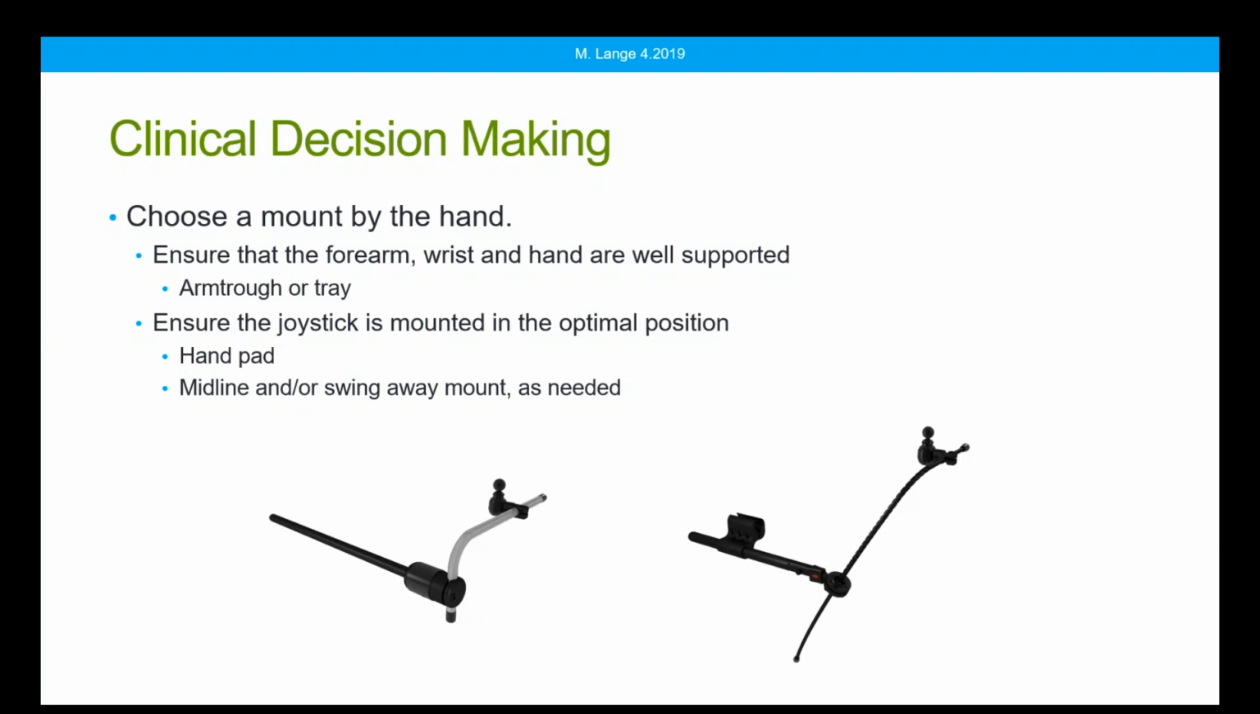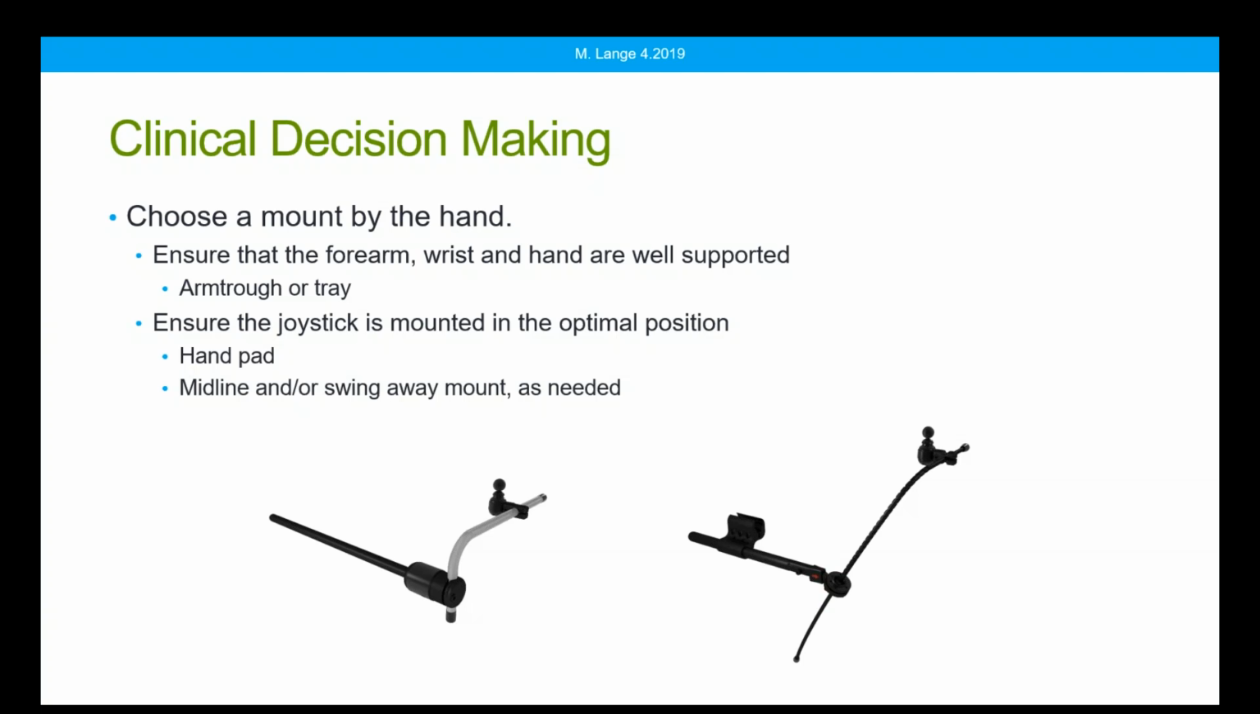If we are mounting by the hand, we can use mounts such as these shown here, but it's important to make sure that the forearm, the wrist, and the hand are well supported on an arm trough or tray, because people using these mini proportional joysticks by a finger or thumb generally have muscle weakness. It's really important to provide that postural support for this person to be successful. We don't want the client trying to hover in space over this little joystick. So these pictures are awesome, but just imagine pictured along with this, that postural support.